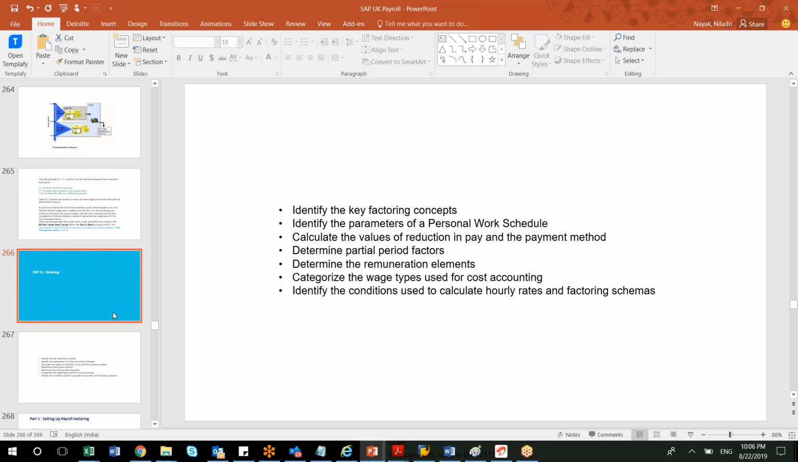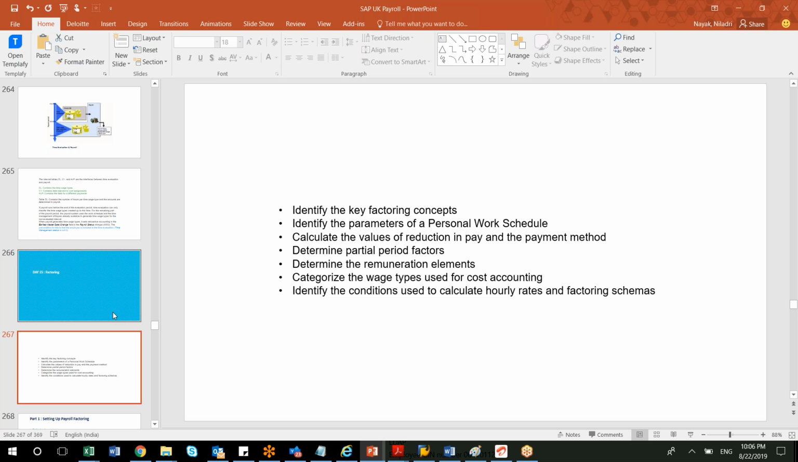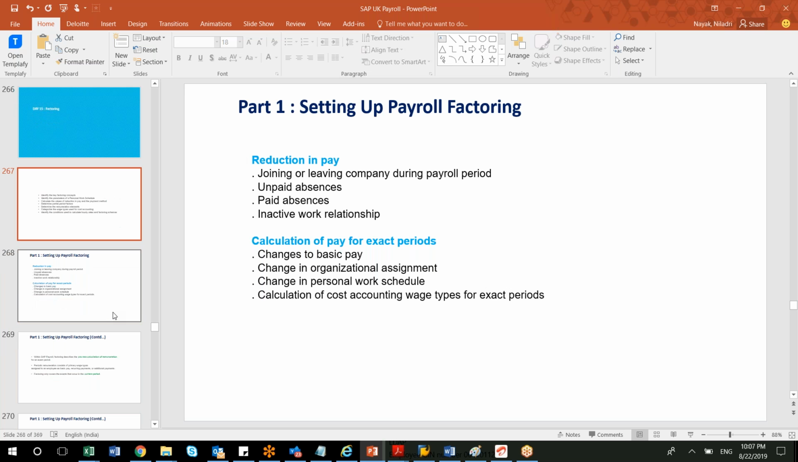We will be covering the key factoring concept, and also we will see how to view the partial period factors and how they affect your payroll. I will explain all this concept, then go through the different schemas, and inside the schema how to see those factors like /801A, /802. There are 16 partial period parameters and factors. I'll be explaining those, and also showing them in the system and how it behaves. So that is today's agenda.